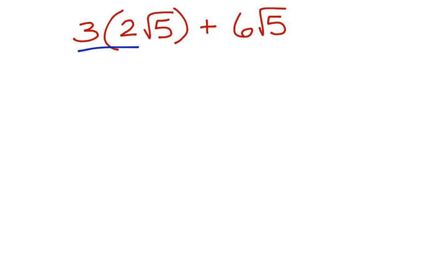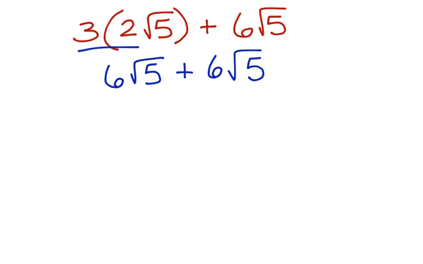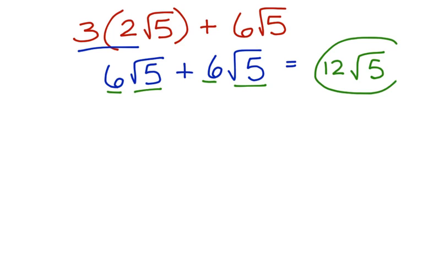Let's do this part first. 3 times 2 is 6, bring down the square root of 5, plus 6 square root of 5. Now the square root of 5 is common in both, so we can bring that into the solution. 6 plus 6 is 12. Our answer is 12 square root of 5.